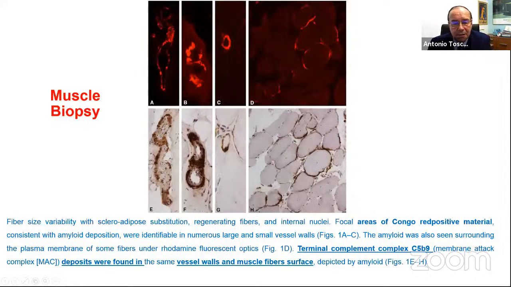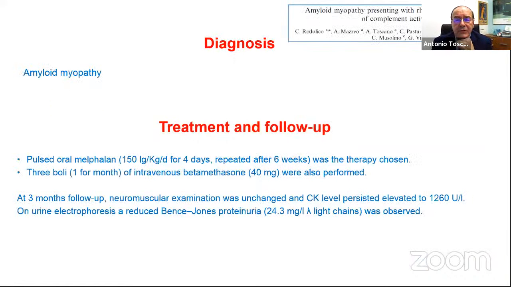And this is the classical muscle biopsy in this case. And you can see, when you see the slides at Congo red, there is an important reaction. And because there were several MAC deposits found, especially in the vessel walls, but also on the muscle fiber surface, this result was typical of an amyloid myopathy, and the patient was immediately treated with melphalan, and also with betamethasone. He had an important recovery. Later on, 3 months later, although the neuromuscular examination was not particularly different, he felt better, and the CK was still maintained about 1,000.